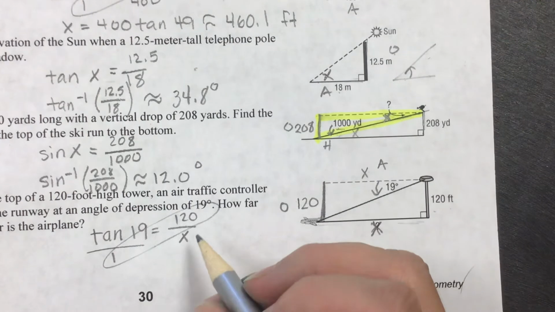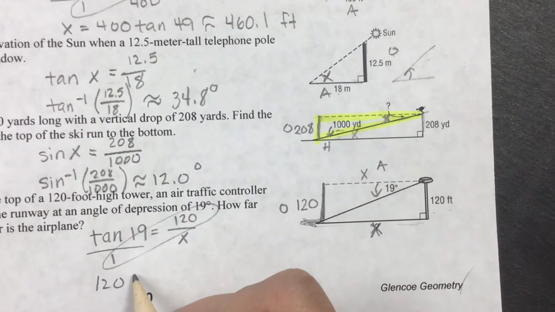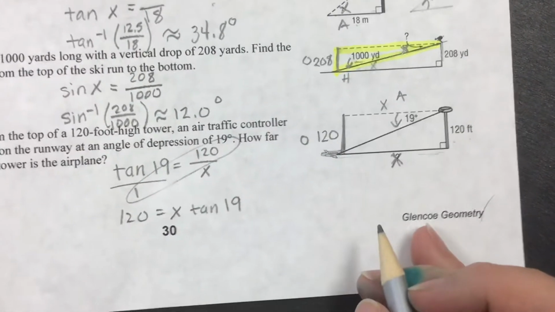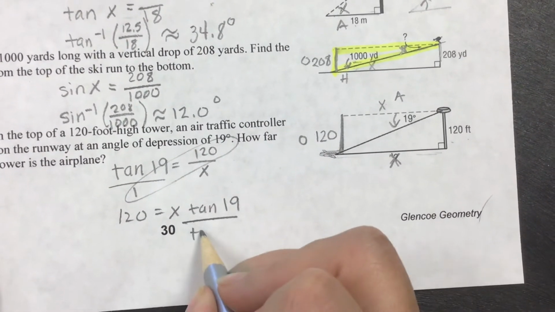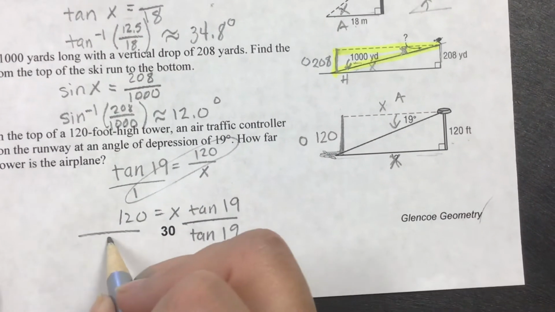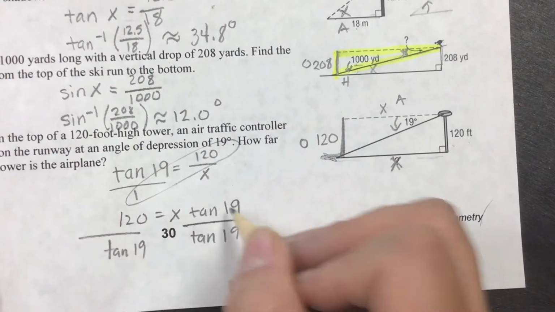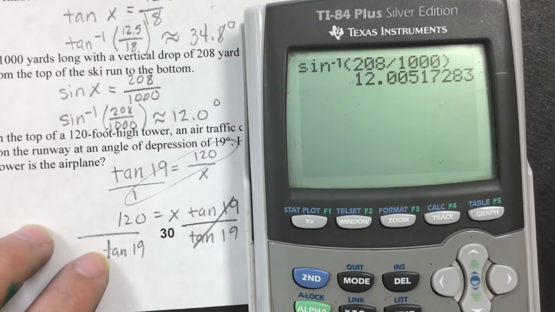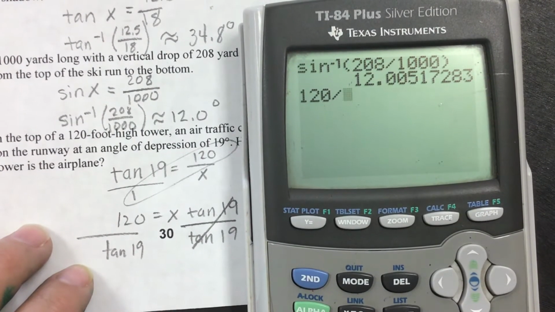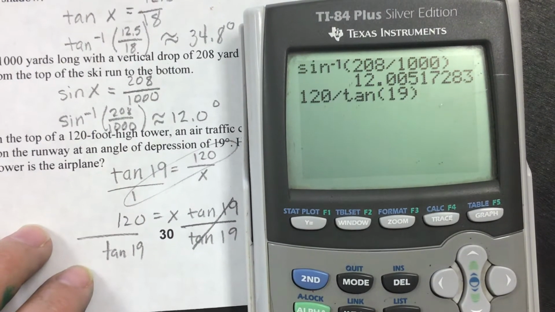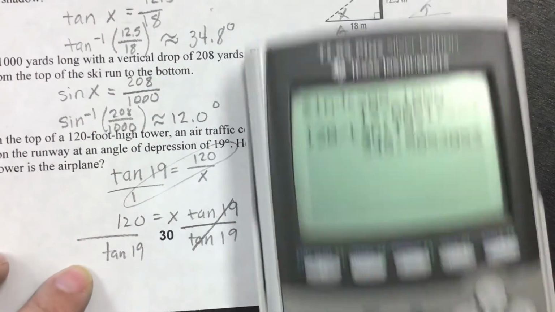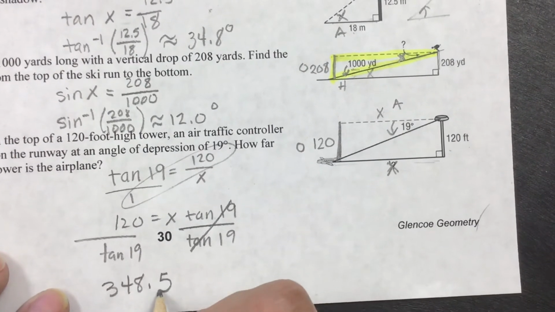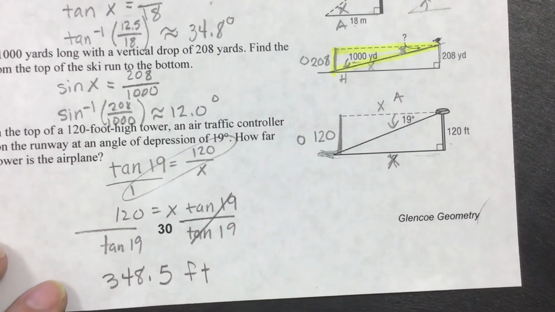1 times 120 is 120, and that's equal to X tangent of 19. Then we're going to divide tangent of 19 to both sides to find the value of X. 120 divided by tangent of 19 is 348.5 feet away from the tower.